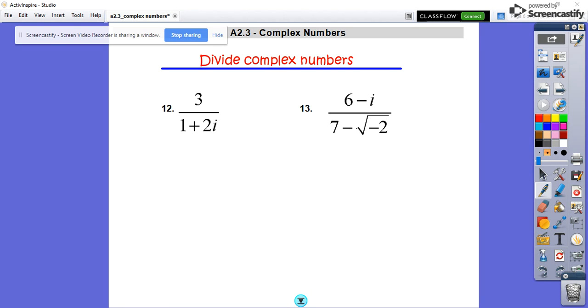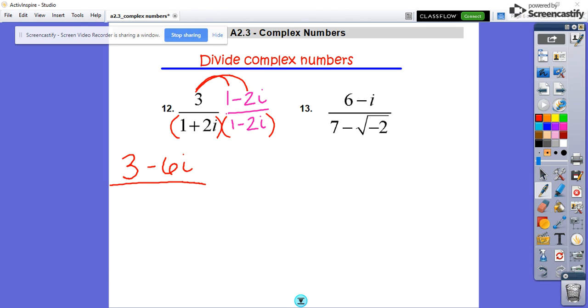So we are going to multiply this 1 plus 2i times 1 minus 2i, top and bottom. Okay. Now the top is easy. 3 times 1 is 3. 3 times negative 2i is negative 6i. Over. Now, here's what you have to remember. You can put these in parentheses and FOIL the whole thing out if you want to, but you can also remember what we just did.